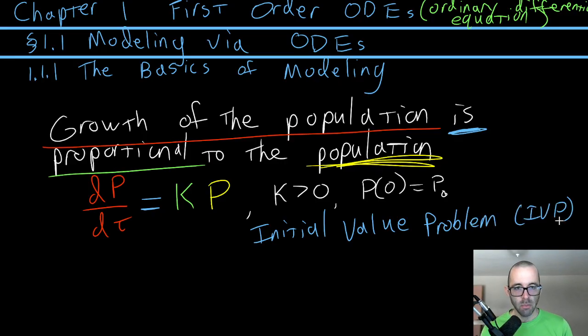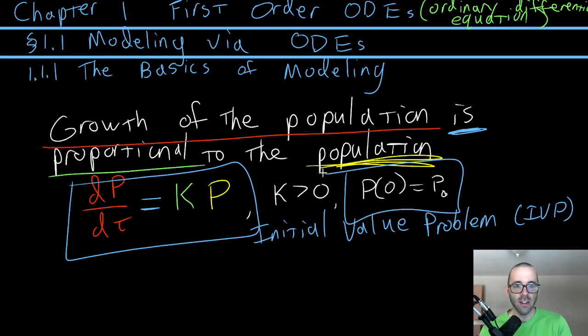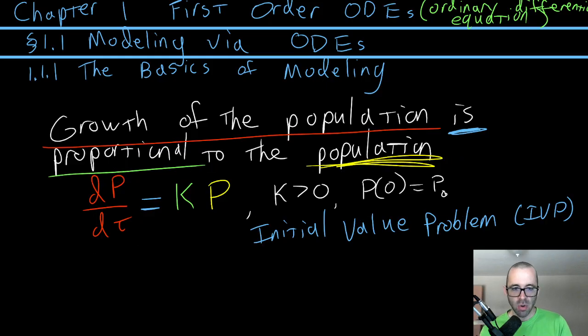as an IVP, an initial value problem. Why is it an initial value problem? Because it's a differential equation with an initial value. Okay, so it's a problem that has an initial value. It's an initial value problem.